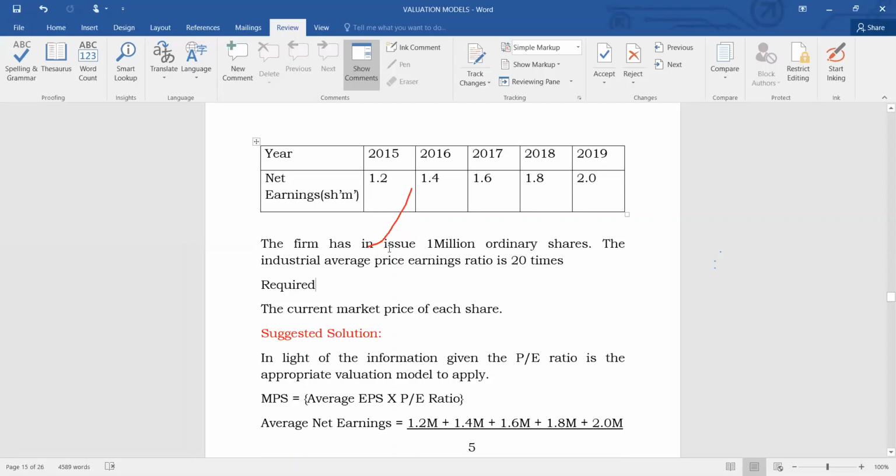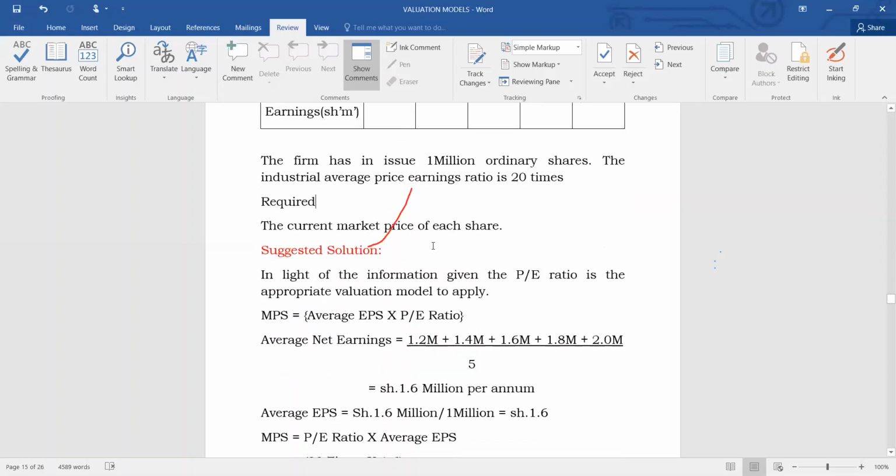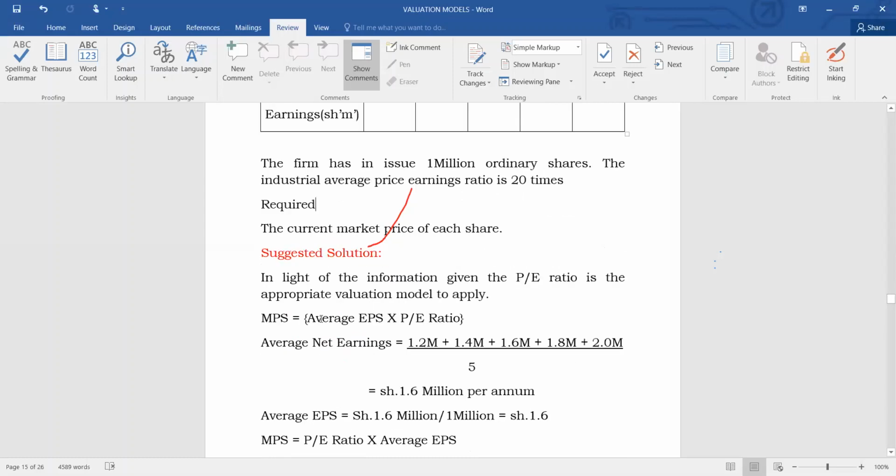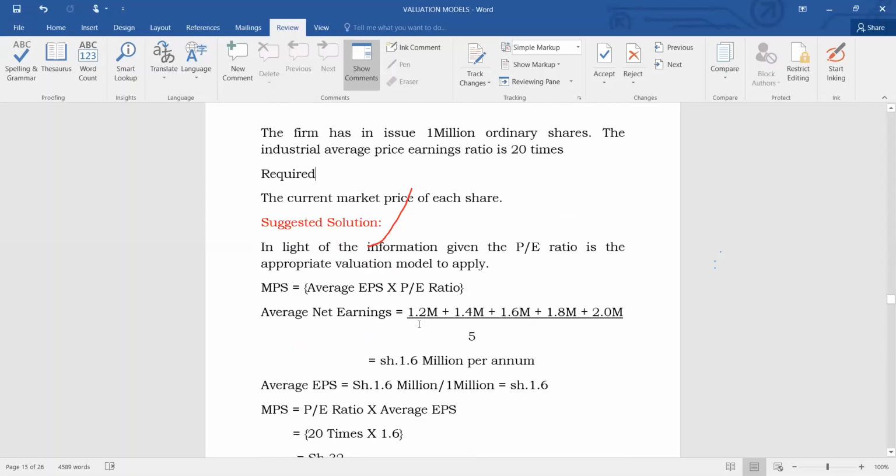You know, there are two ways to go about this, like what I've done here. I've taken an average of these earnings. When you add all the earnings and divide by 5, the average earnings is 1.6 million per annum. Maybe you could confirm. When you sum up all the earnings and divide by 5, does it give you an average of 1.6 million? Yes.